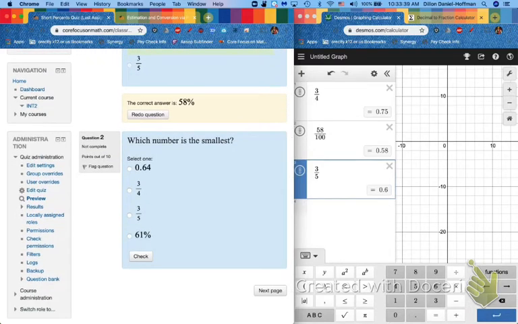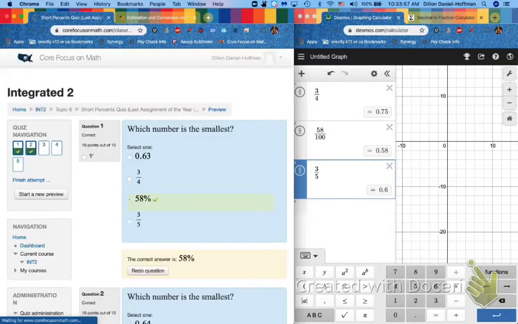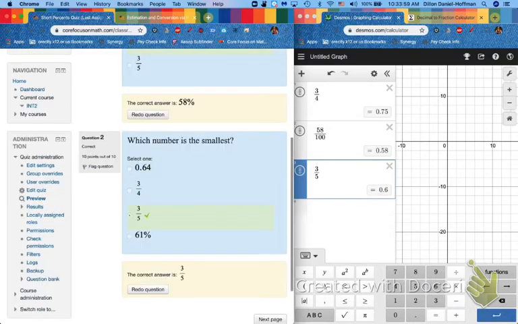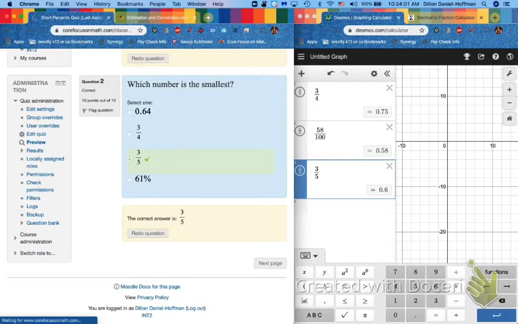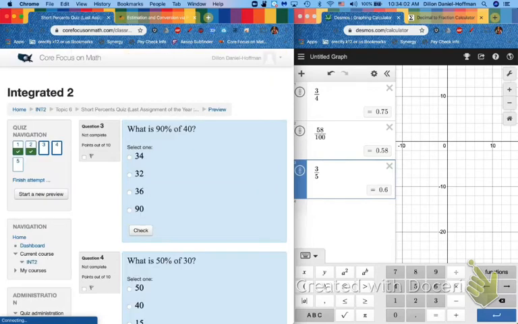Same thing for this next one. 0.64, 3/4, 3/4. Oh, it's the same too. So I've got 64, still have 75, still have 60 and 61. So now we can see that 60 is the lowest, 0.6. You can pause now and try the rest of these on your own, or you can keep watching, because now we get a little bit different.